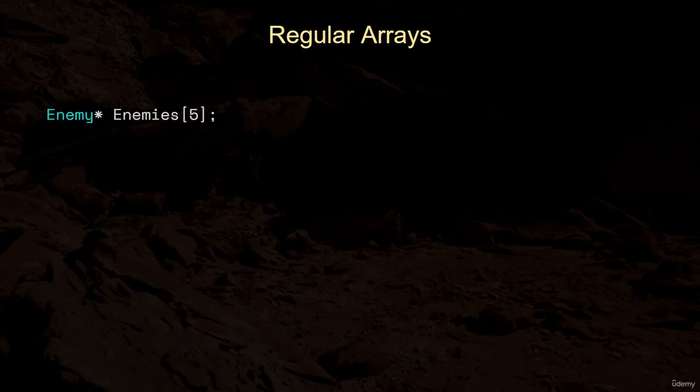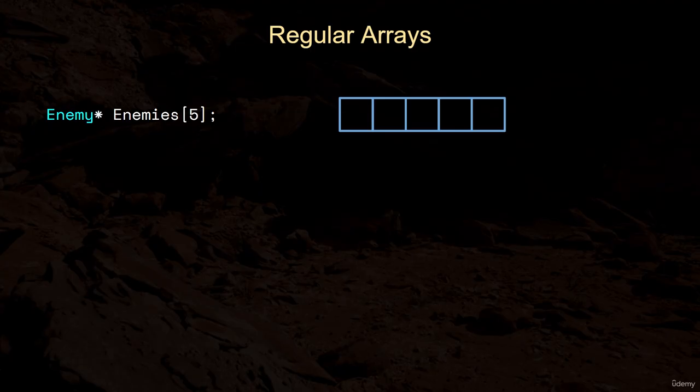In regular C++, you would make an array like this, where you would specify the type that the array can store. In this case, we may wish to store enemy pointers. And we have to specify how large the array is. In this case, our array can store 5 enemy pointers and no more. And the reason we have to specify this is because at compile time, we need to know how much memory this array is going to take up. It's going to take up the size of an enemy pointer times 5. So the memory is allocated beforehand, and even if we never fill this array up, it's still taking up 5 enemy pointers worth of memory.